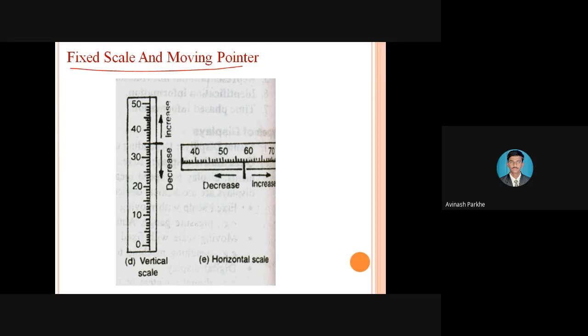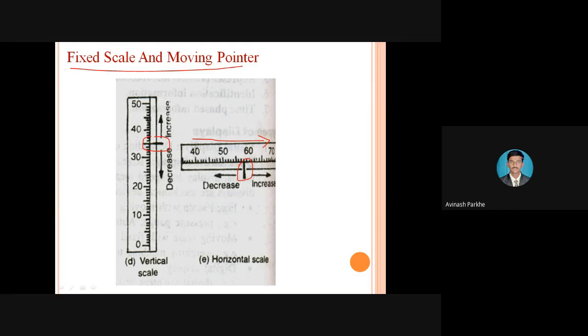So here you can see, in the first figure, a vertical scale is provided from 0 to 50, and here the pointer is there. That pointer will be movable. Again in the second figure, the scale is provided in the horizontal manner, and this is the pointer which is to be movable. Maybe sometimes, as per the requirement of the machine, the scale will be provided in the circular manner, in which the pointer will be movable.